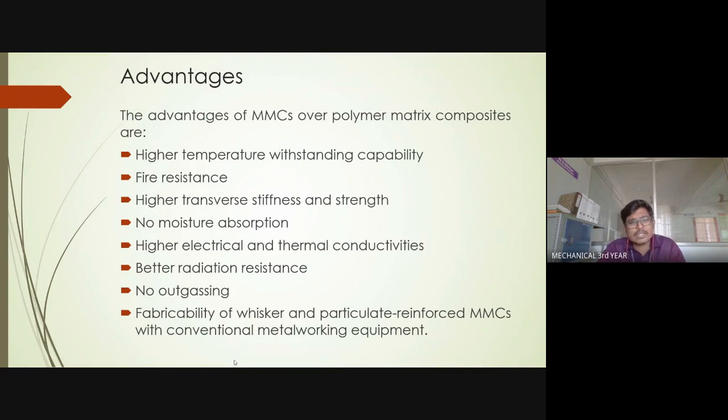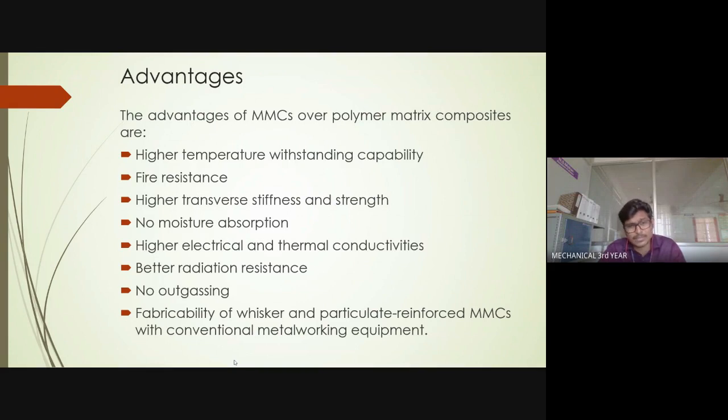The next thing is fire resistance, higher transverse stiffness and strength, and no moisture absorption. Moisture absorption is completely eliminated in the case of metal matrix composites. They also have higher electrical and thermal conductivity, and better radiation resistance. It is also resilient to radiation.